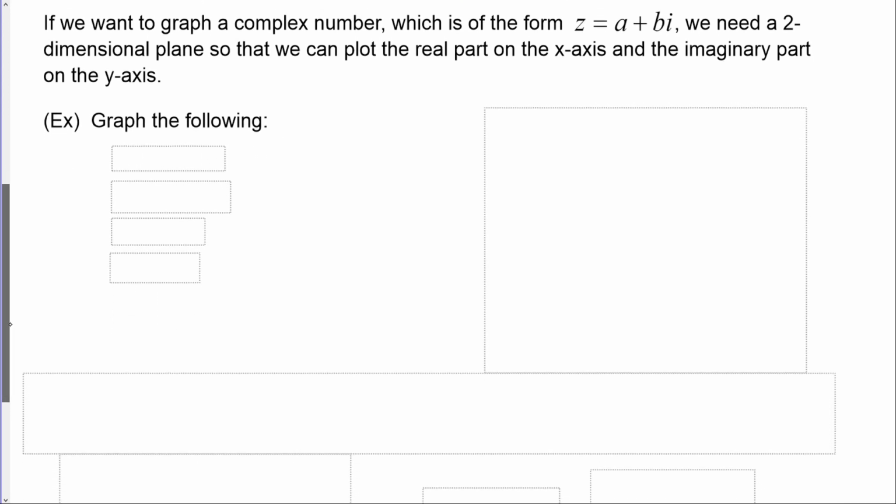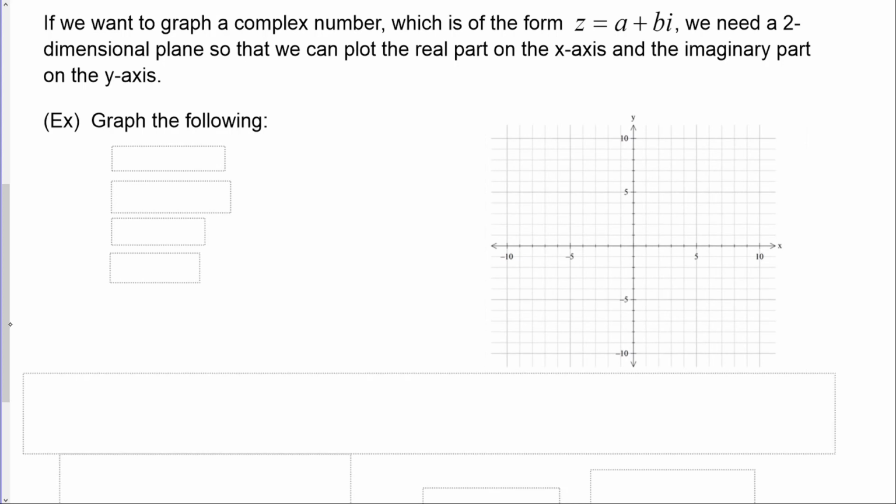So for example, let's graph the following. Here is the axis I'm going to graph these on, and I'm going to label the x-axis as my real axis and the y-axis as my imaginary axis. So when I want to plot the point z equals 2 plus 6i, 2 is the real part of that complex number, so I go 2 in the real direction, and then 6 is the imaginary part, so I go 6 in the imaginary direction. And here is my point.